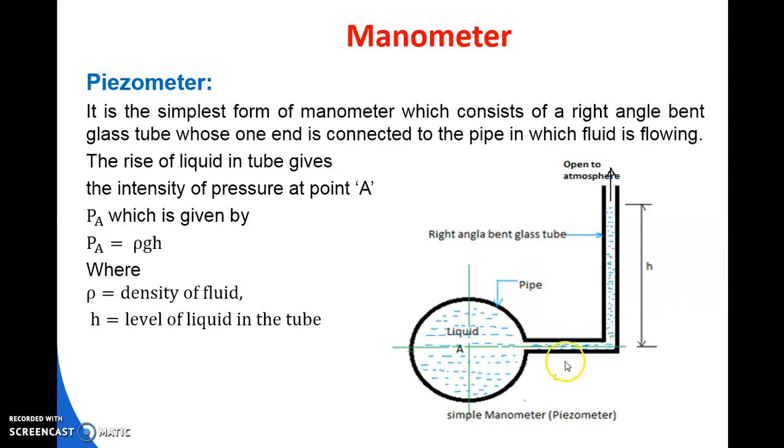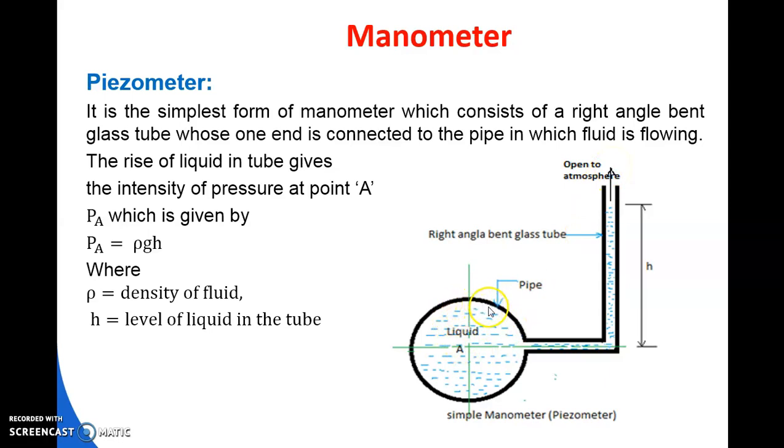A piezometer, as shown in the diagram, has a right angle bent tube whose one end is open to the atmosphere, and the other end is attached to the pipe where we are going to measure the pressure at point A. This is the pipe. The cross-sectional view of the pipe is circular, hence the pipe is shown as a circular surface. The right angle bent tube is attached at one end to point A, and the other end is open to the atmosphere.